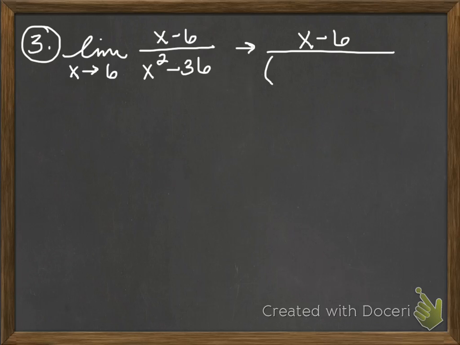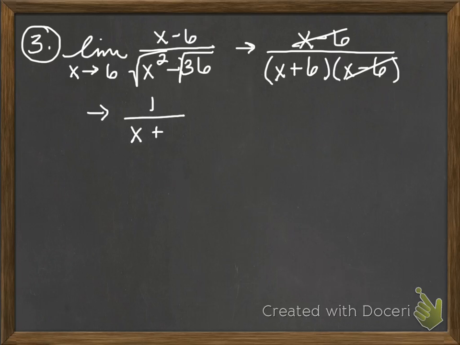So difference of perfect squares is always factored by 2 pairs of parentheses and an x here, because that is the square root of x squared. One of these gets a plus, one gets a minus, it does not matter the order. And then the square root of 36, which is 6, goes here and here. Sure enough, the x minus 6's cancel. And now I'm left with 1 over x plus 6.